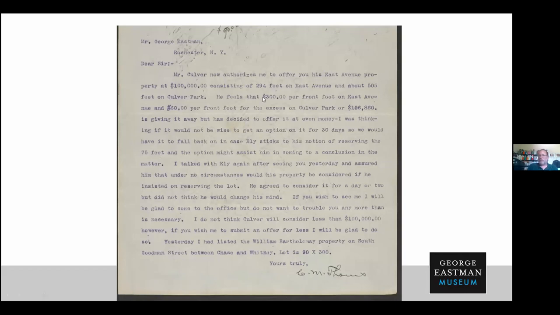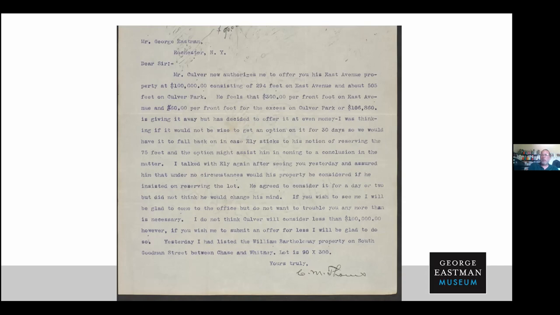Mr. Culver was asking $300 for each foot of frontage on East Avenue and $60 for each foot of frontage on Culver Park. Now, the first question I normally get is, what is Culver Park? Back in 1900, University Avenue was not University Avenue. It was Culver Park. University Avenue actually was where Atlantic Avenue is now. So things have changed quite a bit.